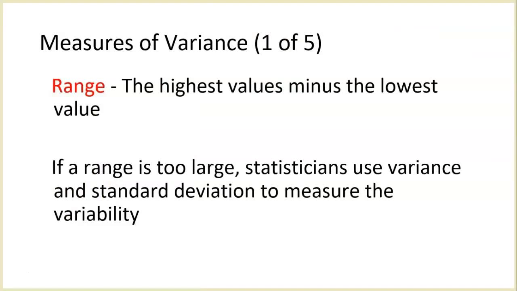From a previous unit, and probably even before, you've encountered the range: it's the highest value minus the lowest value. Oftentimes, if the range is far too large to describe the variability in the distribution, then statisticians use variance and standard deviation to measure variability. There is something that we'll also find to estimate the standard deviation, and it's called the range rule of thumb.